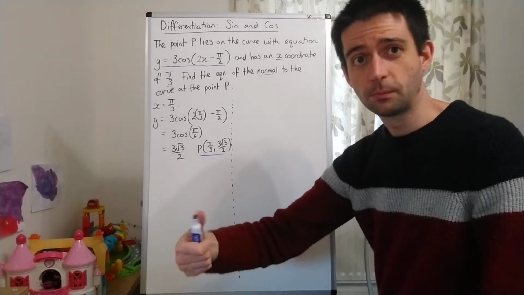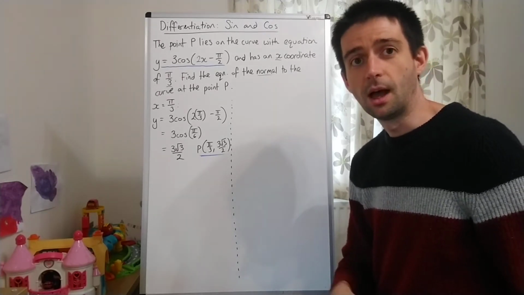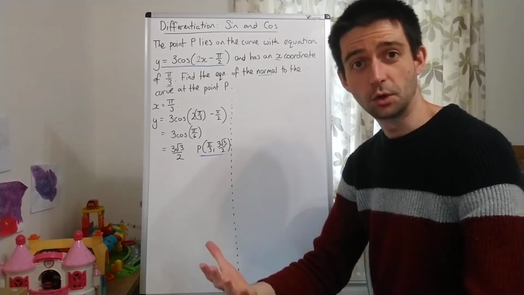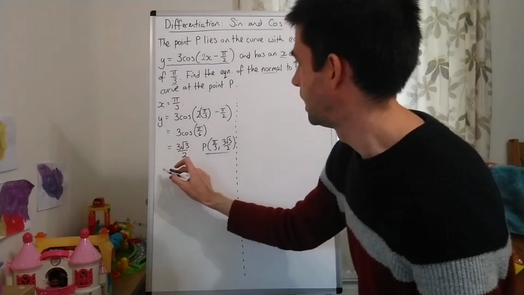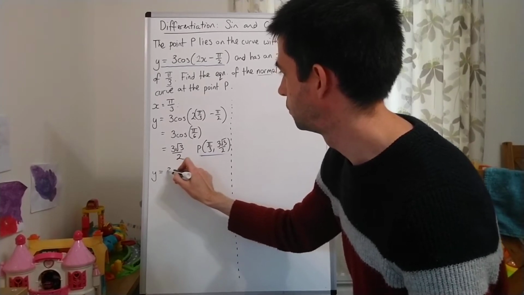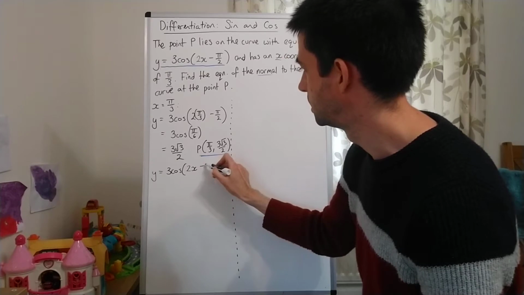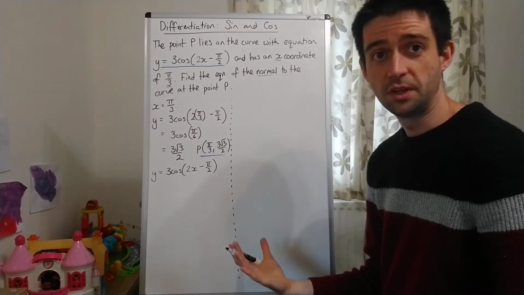So there's my point. What's the other thing I need? The other thing I need is the gradient. If I know the equation of a curve, how do I get the gradient? I need the gradient function. I differentiate. So I have y equals 3 cos of 2x minus pi over 2. So how do we differentiate that?